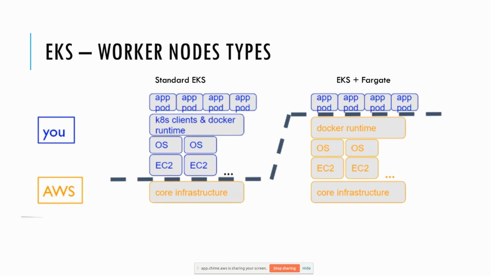For normal EKS, you have to install things like horizontal pod autoscalers and cluster autoscalers, and you need to choose your EC2 instance type, and then you have to take into consideration the number of network interfaces, as we discussed earlier. You could get a limitation like that. All of that is eliminated with EKS Fargate.